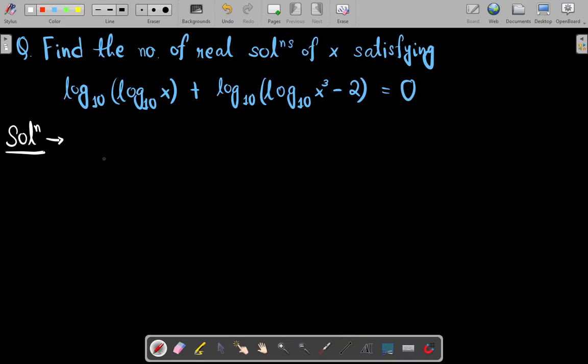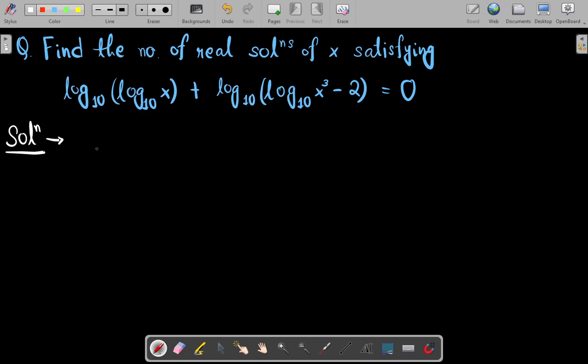Hello everyone. In this question, we are asked to find the number of real solutions of x which satisfy the equation log of log x plus log of log x cube minus 2, and each of these logarithms is with respect to the base 10. So this is the common logarithm. Okay, so let us start.